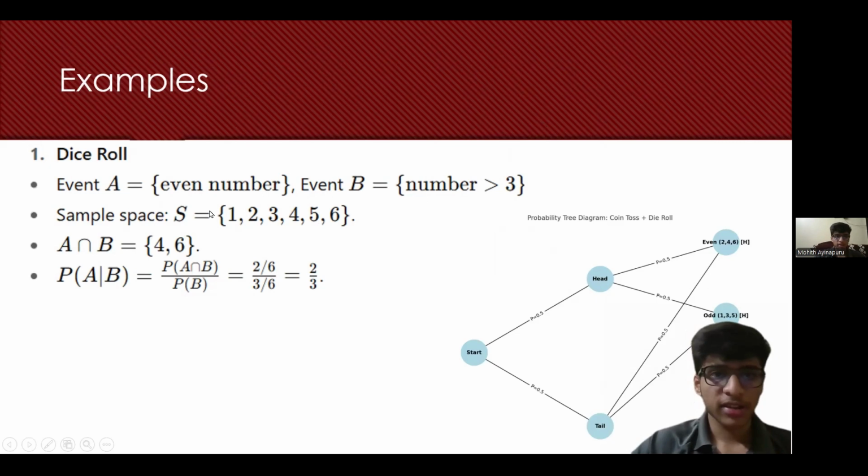And P of A intersection B: the even numbers among 4, 5, 6 are 4 comma 6. P of A intersection B is 2 by 6 and P of B equals 3 by 6. That is going to be, 6 and 6 cancel, and the final answer is 2 by 3.